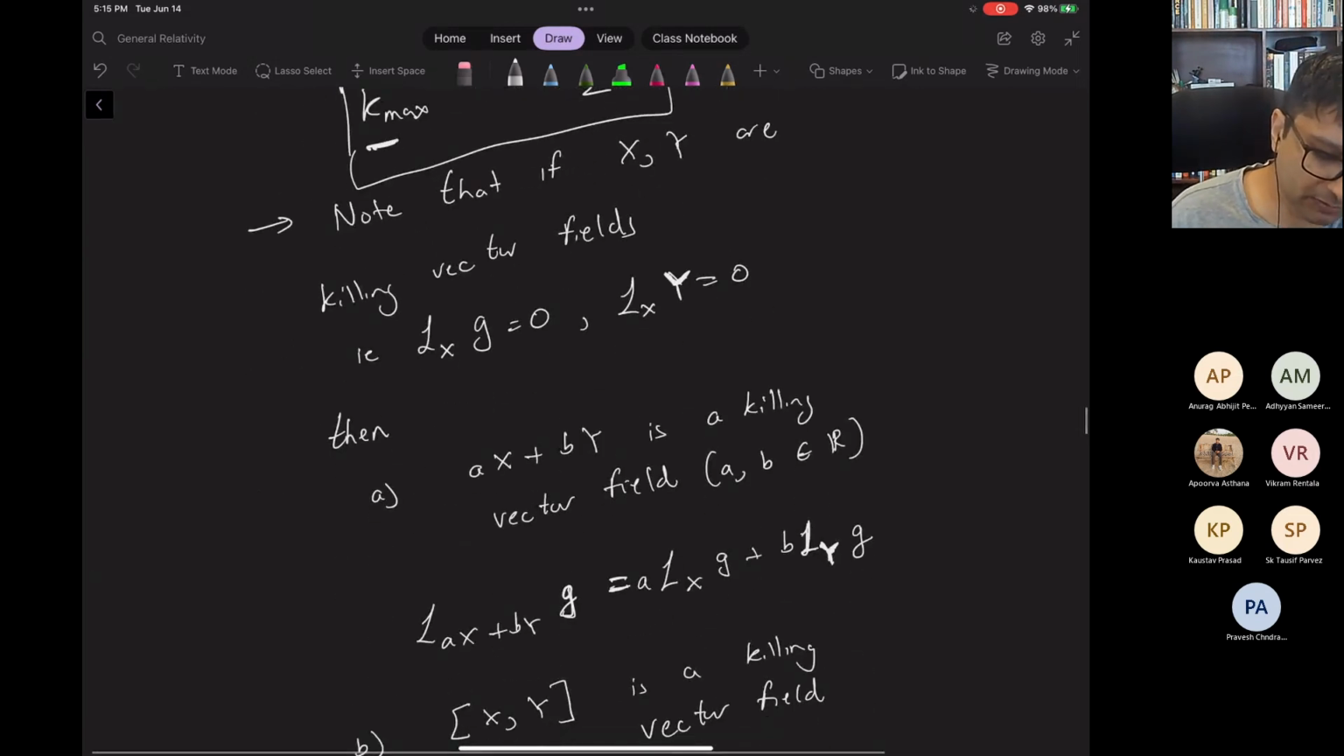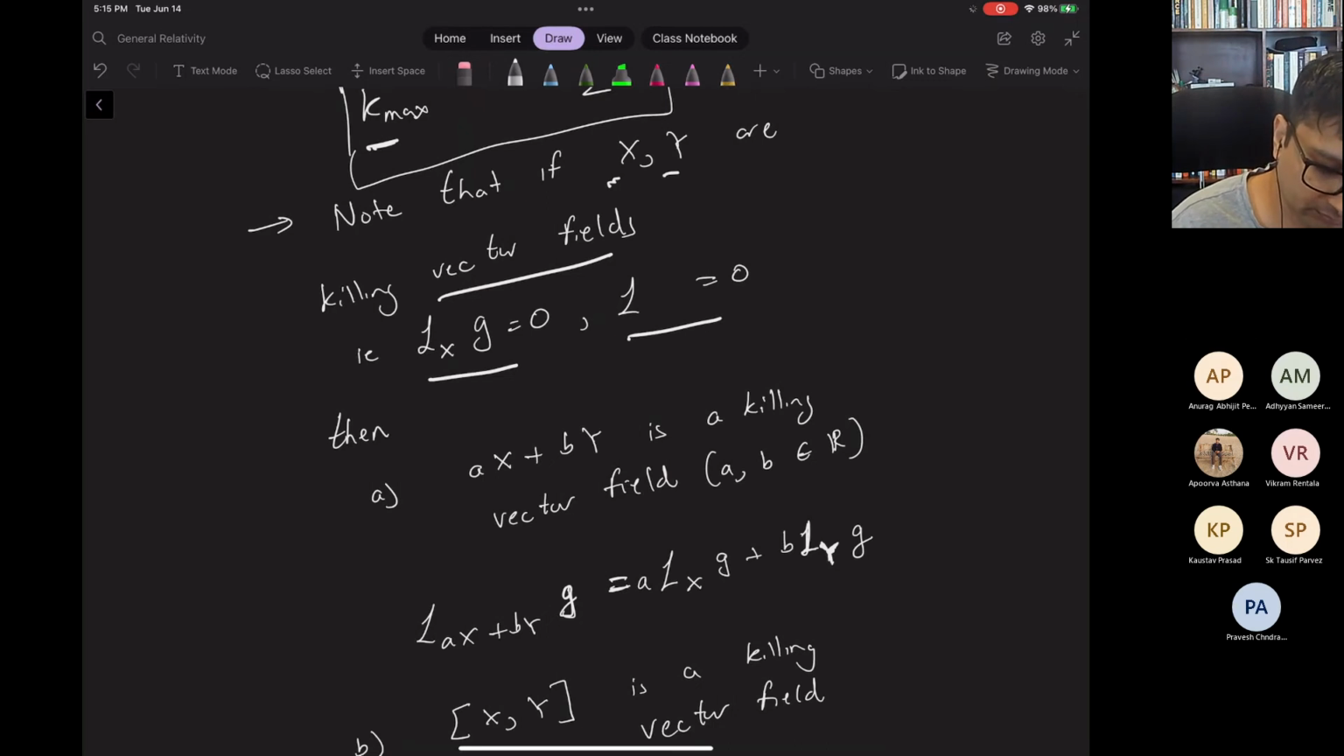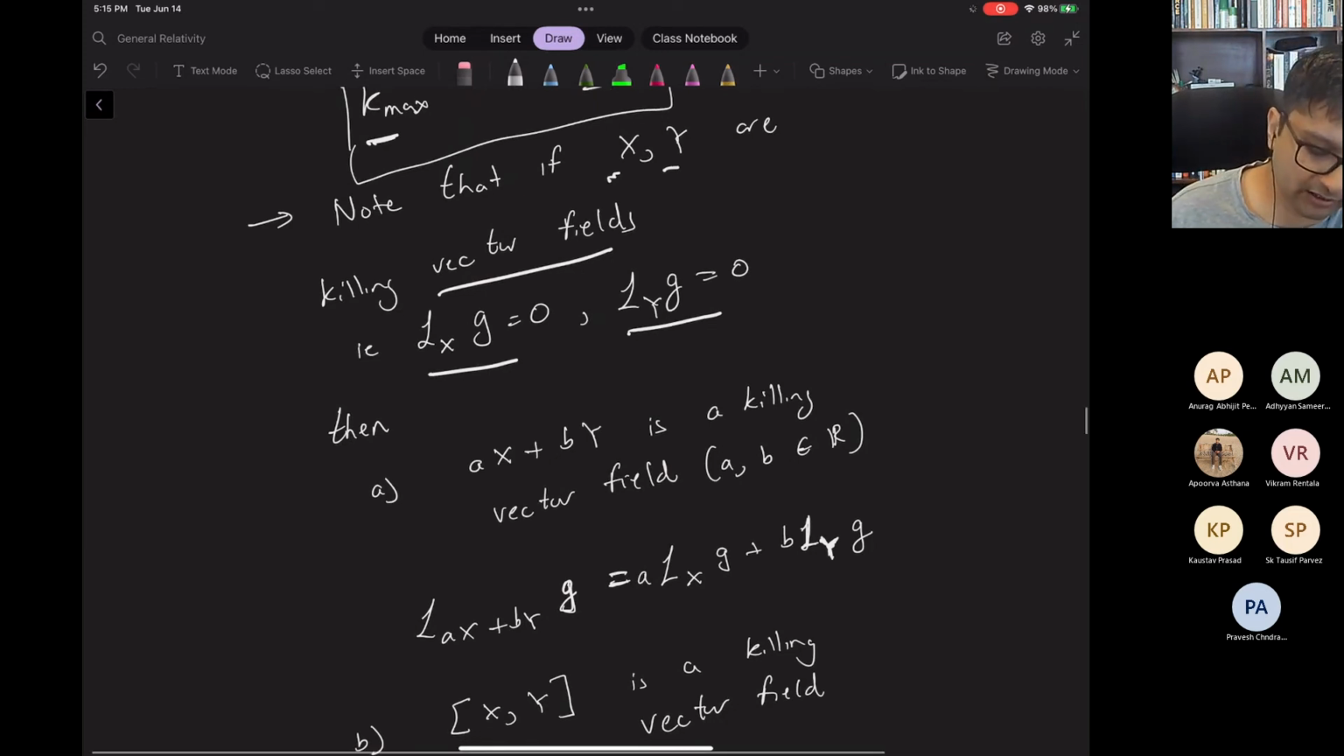Okay, so some other properties. If X, Y are two Killing vector fields, that means that L_X g is 0 and L_Y g is 0. This is by definition of what a Killing vector field is. Then there are two statements which are also true. It turns out that aX plus bY is also a Killing vector field. That is, if I take linear combinations where a, b are constants belonging to the real numbers, if I take a linear combination of two Killing vector fields, that also is a Killing vector field.